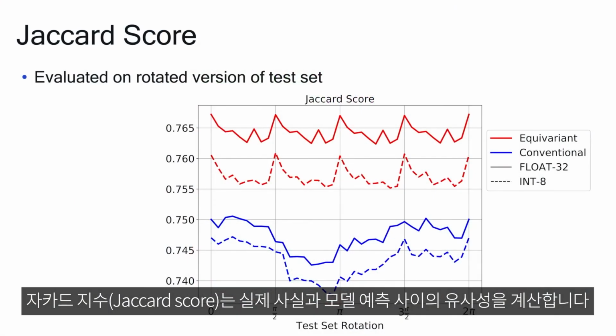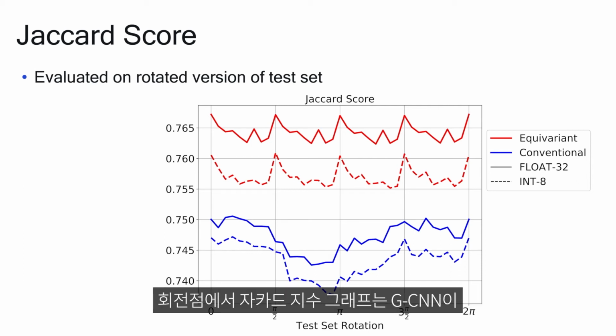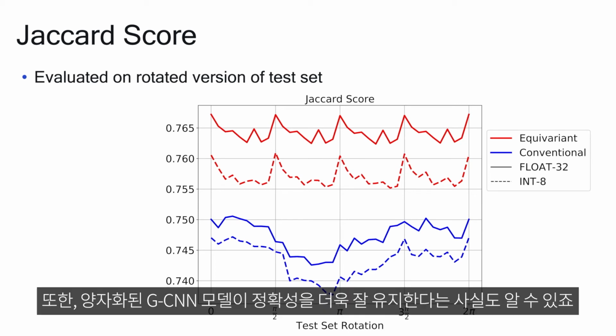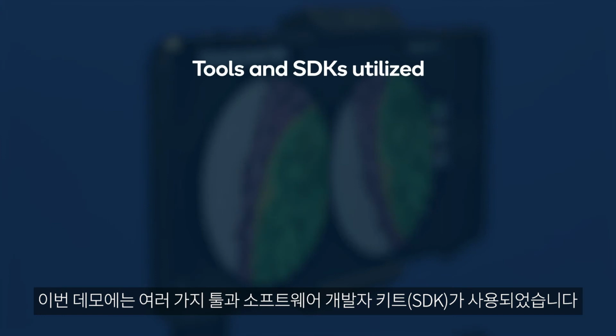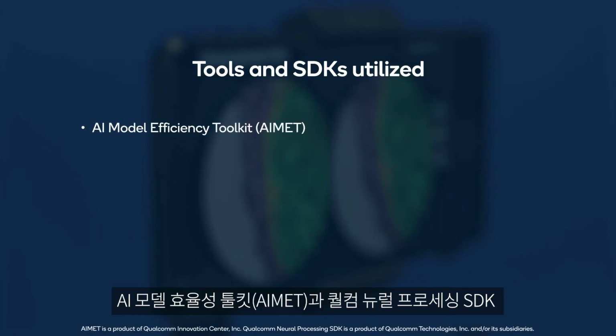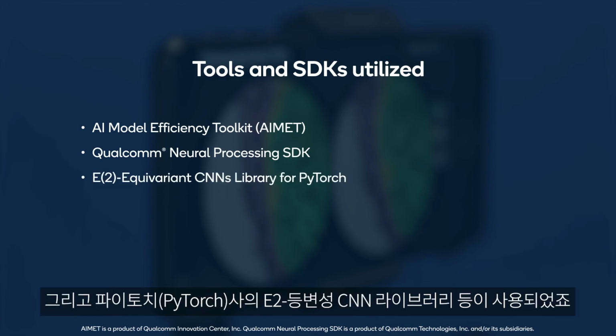The Jaccard score calculates the similarity between the ground truth and model prediction. The graph of Jaccard score at all rotation points shows that the GCNN is both more accurate and more stable. You can also see that the quantized GCNN model retains accuracy very well. Several tools and SDKs were used in the development of this demo, such as the AI Model Efficiency Toolkit, or AIMET, the Qualcomm Neural Processing SDK, and the E2CNN equivariant CNNs library for PyTorch.